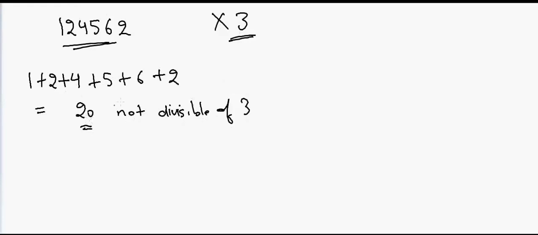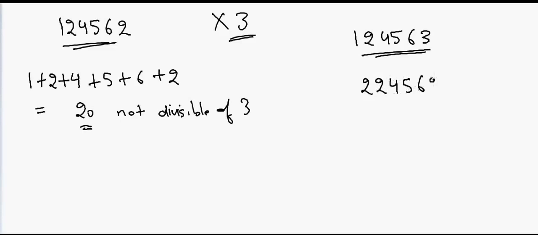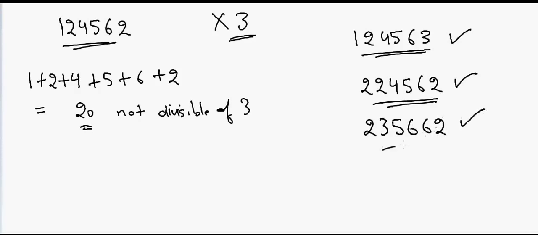So what should be the number if it has to be divided by 3? What would have happened is that instead of 2, if you make it 3, so 1 2 4 5 6, and we write 3 in the end, then in that case this sum will become 21. So that number should be divisible by 3. Or we can increase any other number. We can say 2 2 4 5 6 2. That should also be divisible by 3. Or we can say 2 and increase 1 in each of these 3 and say 3 5 6 6 2. This should also be divisible by 3.